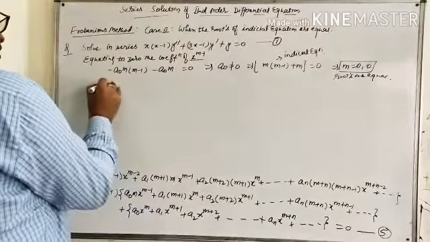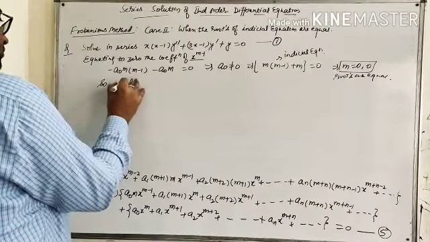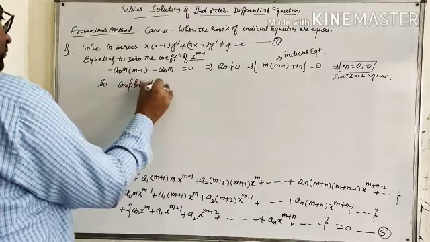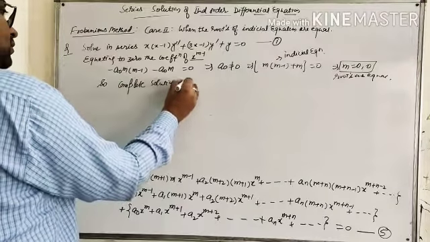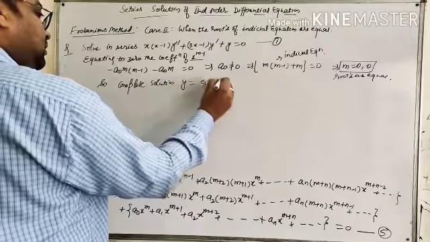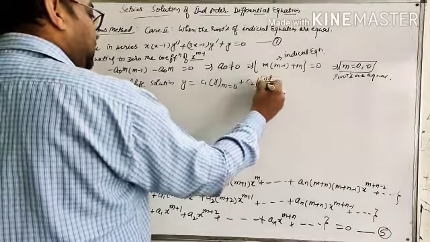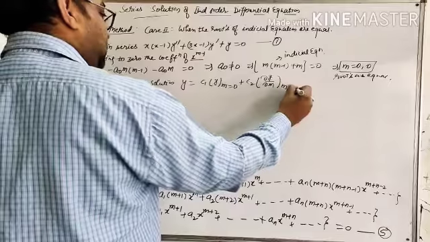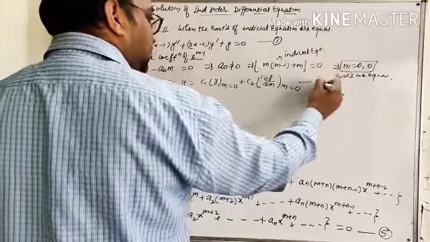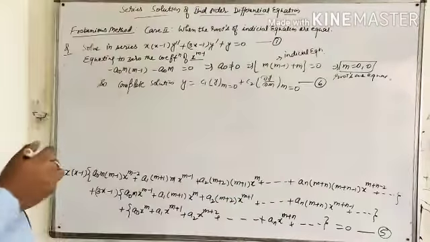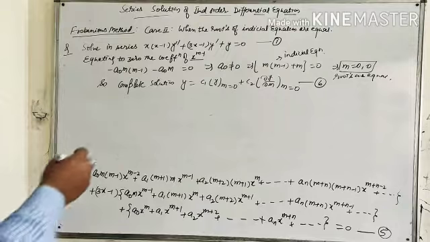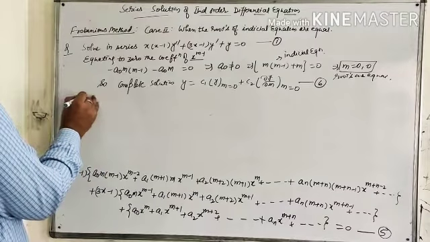So the complete solution is y equals C1 y at m equals 0 plus C2 del y over del m at m equals 0. Let it be equation number 6. Now we have to equate to 0 the coefficient of x raised to power n.